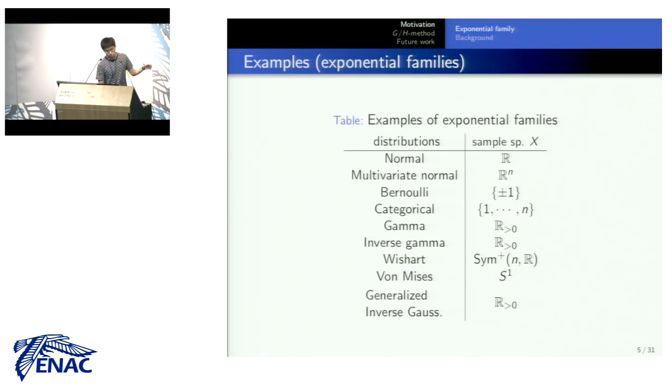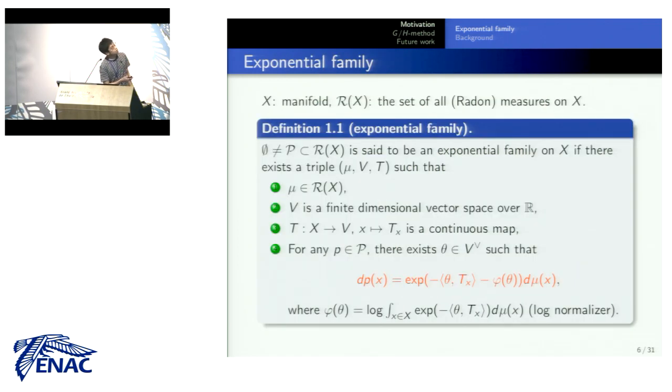Exponential families include normal distributions, Bernoulli distributions, gamma distributions, Wishart distributions, von Mises distributions, and so on. Here is a definition of exponential family. We modify the classical, well-known definition of exponential family in the field of statistics for convenience to representation theory. Roughly speaking, an exponential family is a family having this exponential form.